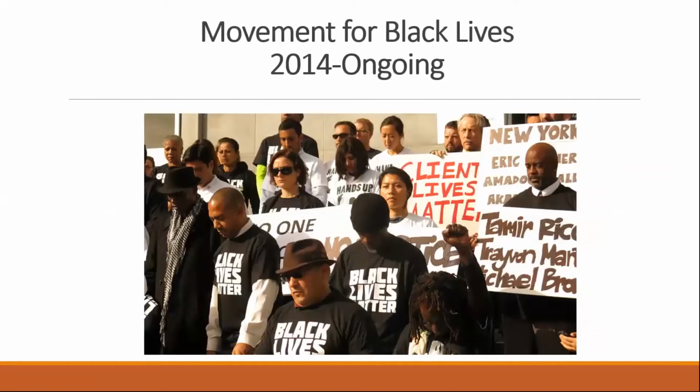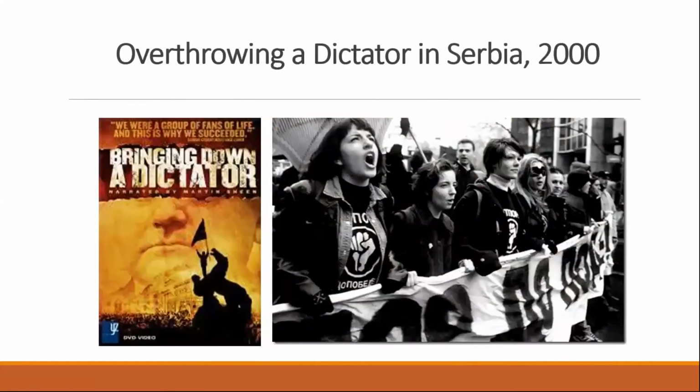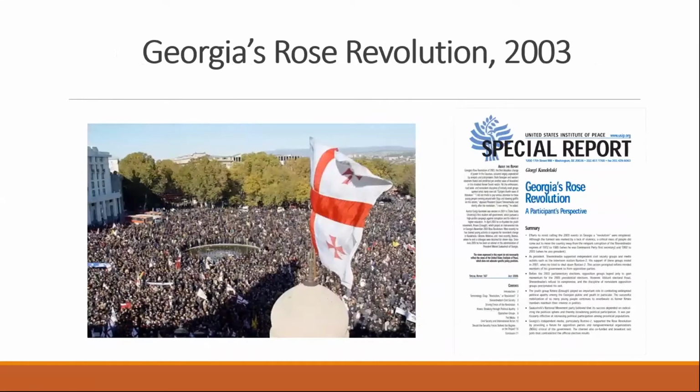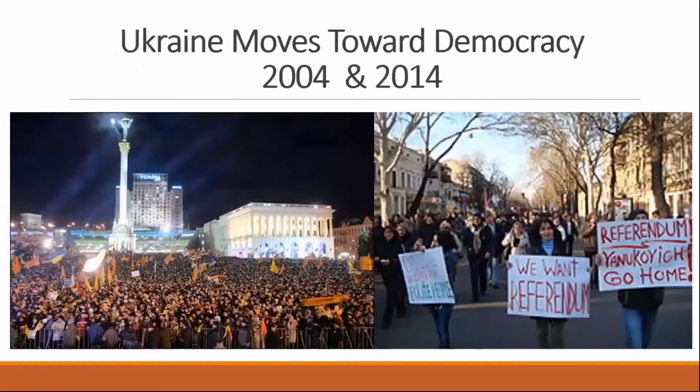Movement for Black Lives is another good example. But it's also been used internationally, and so here's just a few. On the left here, there's an ICNC film called Bringing Down a Dictator, which is a documentary about overthrowing Milosevic in Serbia in 2000. The color revolutions in Eastern Europe and Georgia's Rose Revolution in 2003 is a good example. Ukraine moving towards democracy using civil resistance in 2004, and then the Revolution of Dignity in 2014.